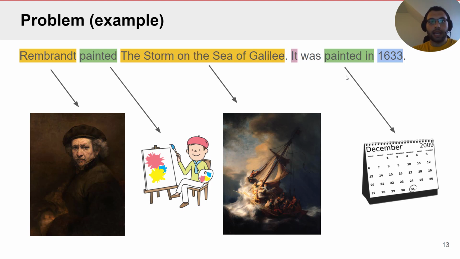Painted in, the other relation, refers to the time or the date when this was done. The pronoun it is something we already know, that it refers to the storm on the Sea of Galilee. And finally, the value 1633 is the date or the year when the painting was made.